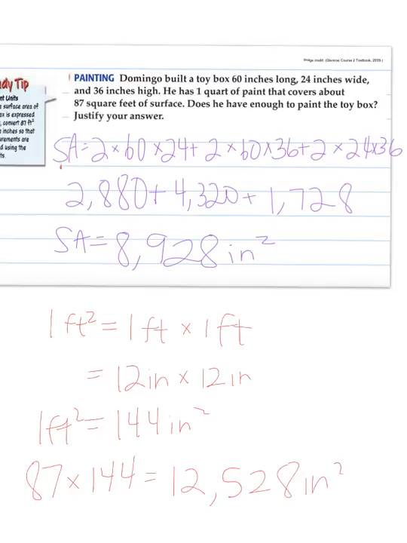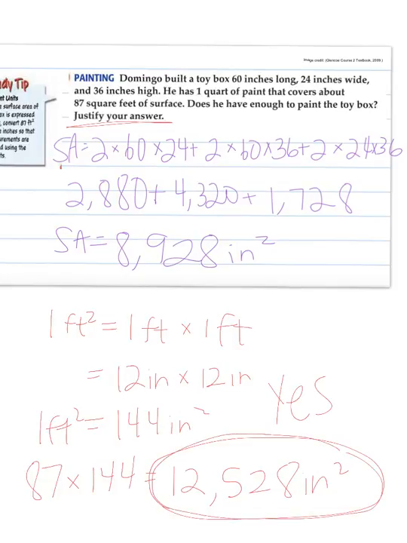12,528 square inches. So, since he has a surface area of 8,928, and this is how much paint he can cover with his quart of paint, he will have enough. So yes, and when it says justify, this is your way of justifying. You are showing that he can cover enough.